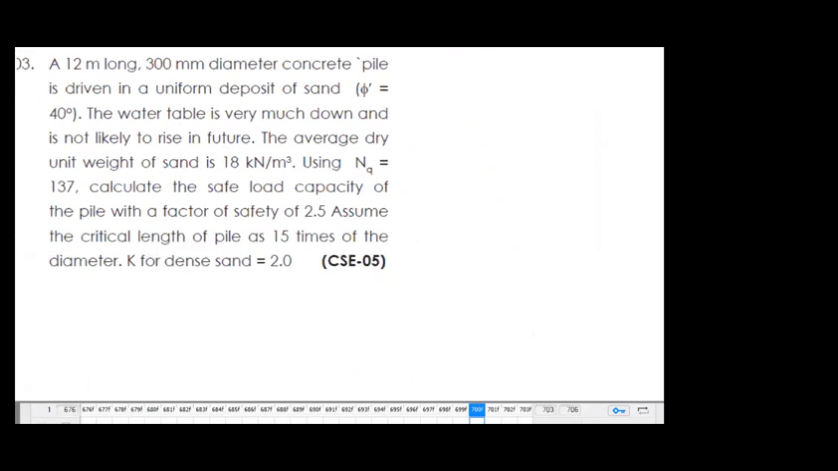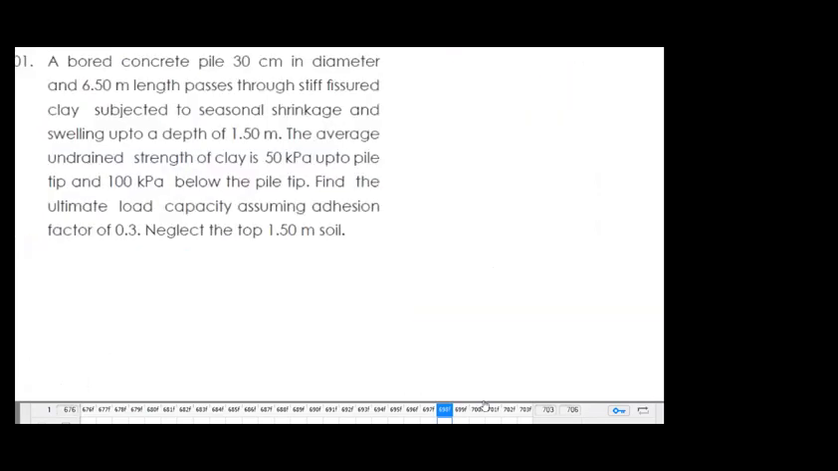Okay. So now you see this question. Question number 1. A bored concrete pile 30 centimeters in diameter. Whatever the bored pile I have been given, I don't need to worry about anything. The diameter is going to be 30 centimeters, 0.3 meters. Now listen to me carefully. It is 0.3 meters in diameter, and 6.5 meters in length, passing through stiff fissured clay. So the soil is nothing but clay soil.